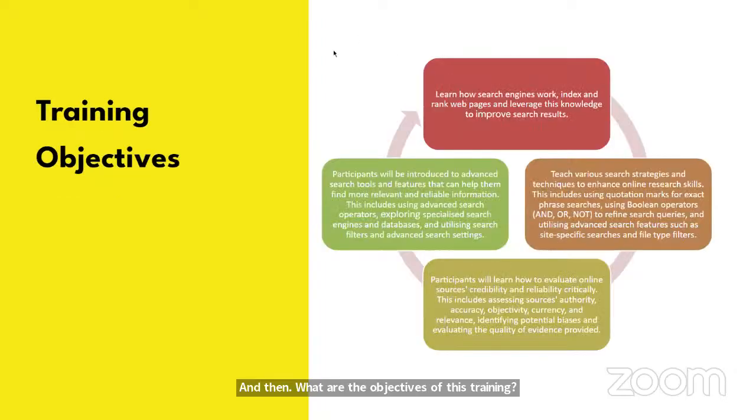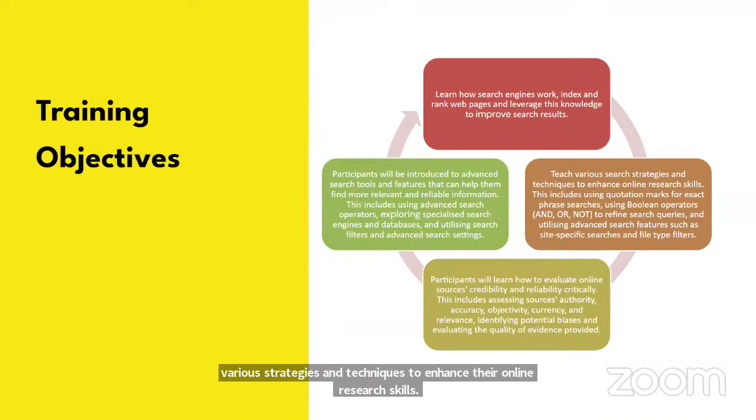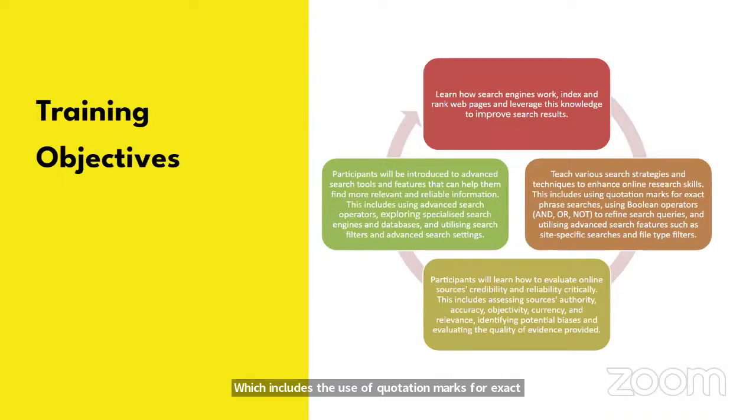Basically, we want to see that after this training, most of you are introduced to advanced search tools and features that can help you find more relevant and reliable information, which includes using advanced operators, exploring specialized search engines and databases, and also utilizing filters and advanced search settings. And you will also learn how search engines work, index and rank web pages, and leverage this knowledge to improve your search results. And then we'll look at the various strategies and techniques to enhance your online research skills, which includes the use of quotation marks for exact phrase searches, using Boolean operators to refine searches, and using advanced search features such as site-specific searches and file type filters.